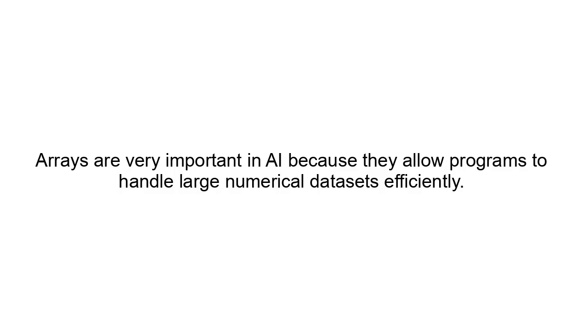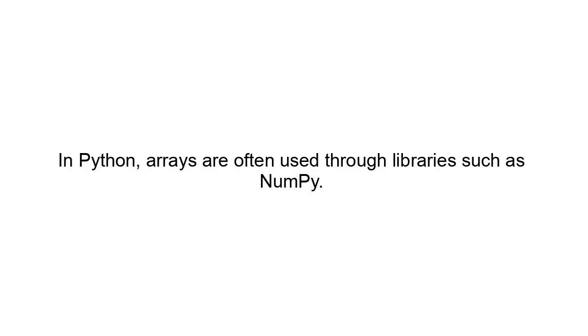What are arrays? An array is a data structure used to store multiple values, usually of the same data type. Arrays are very important in AI because they allow programs to handle large numerical datasets efficiently. In Python, arrays are often used through libraries such as NumPy.